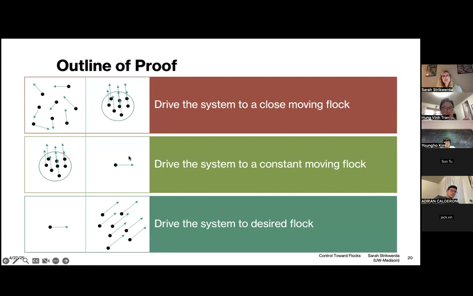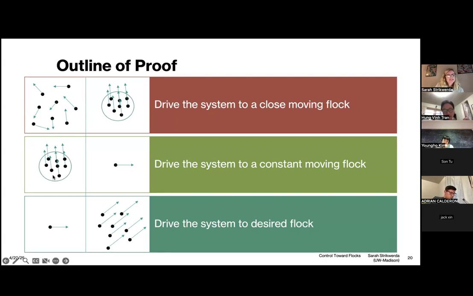And so for this proof, what we want to do is say, okay, well, if we have an initial configuration, we know that we can drive the system to a close moving flock. And that was theorem 1. To prove theorem 1, we showed that given any initial configuration, you can drive the system to a moving flock. And in that proof, we noticed that that flock was close to all of the values, that the nodes were all close to each other.